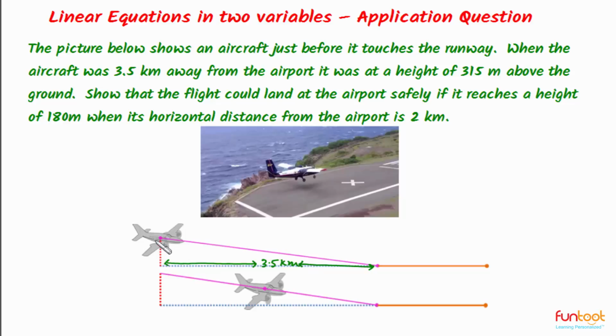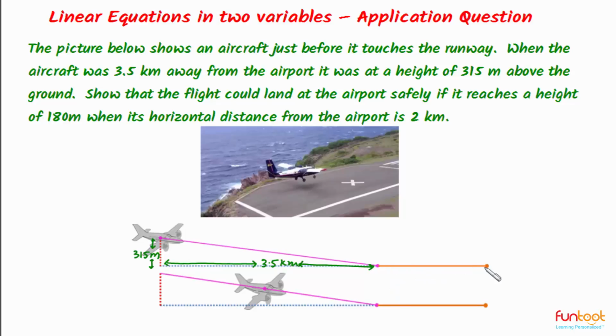The aircraft was at a height of 315 meters. So this height is 315 meters. We have to show that the flight could land at the airport safely if it reaches a height of 180 meters when its horizontal distance from the airport is 2 kilometers. So landing safely means that the aircraft touches the ground on the runway.